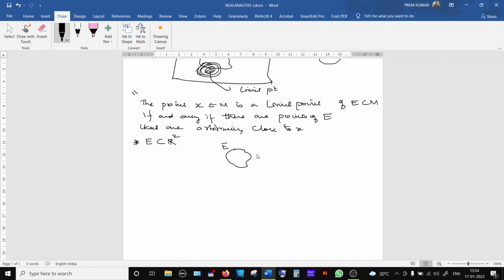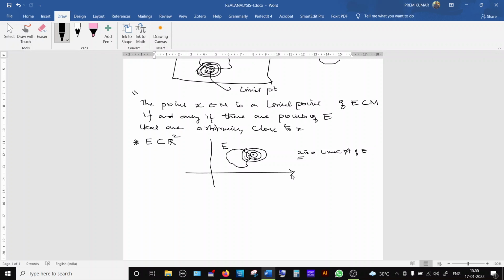I say that this is in the plane, two-dimensional. Suppose I say x is a limit point of E. What is the meaning? What is the open ball in 2 dimensions? It's a circle. So whatever circle we consider with the center at x, it should contain some points of E. If this happens, then we say that x is a limit point of the set. We are just imagining that it is in 2 dimensions.